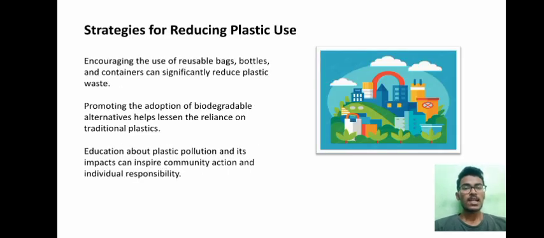Strategies for reducing plastic use. Encouraging the use of reusable bags, bottles, and containers can significantly reduce plastic waste. Promoting the adoption of biodegradable alternatives helps lessen the reliance on traditional plastics. Education about plastic pollution and its impacts can inspire community action and individual responsibility. So we need to make people aware of the impacts of plastic in day to day life.